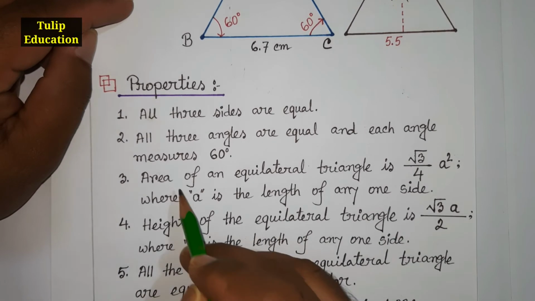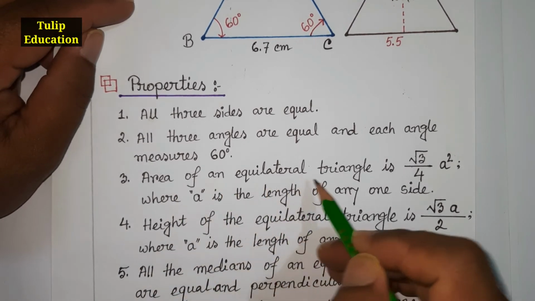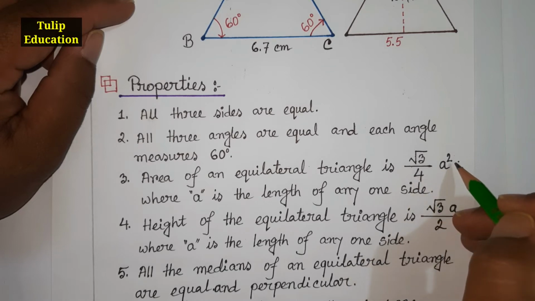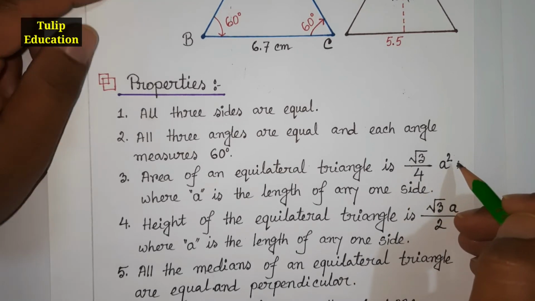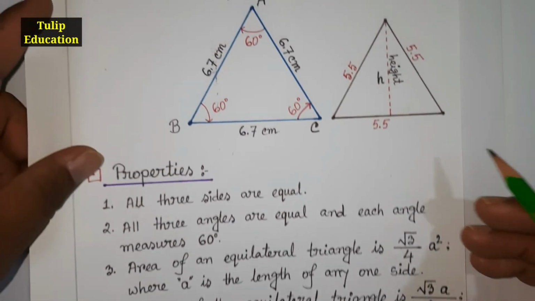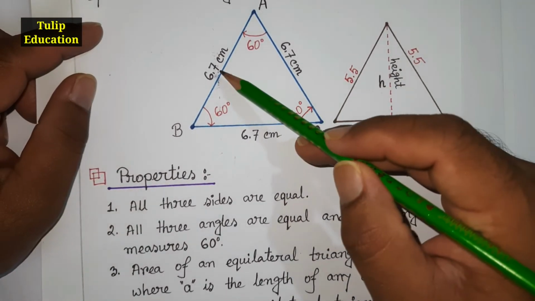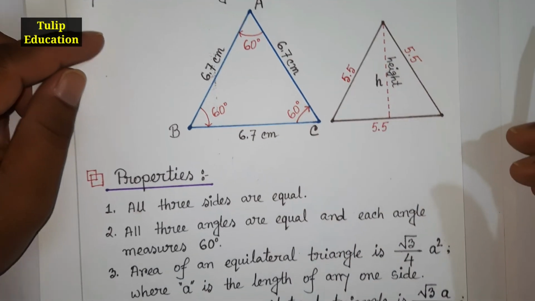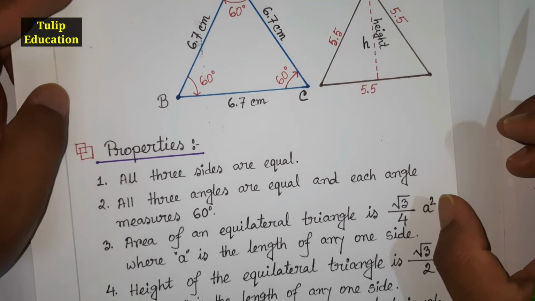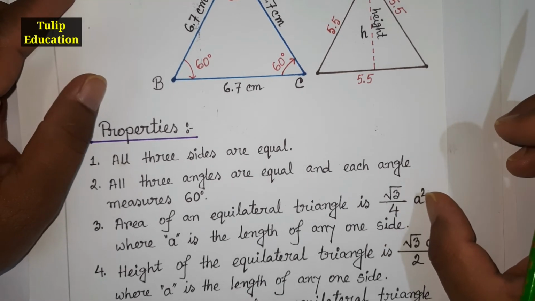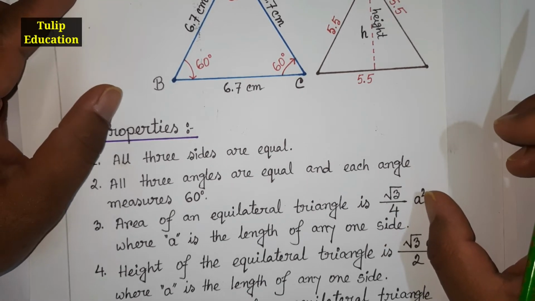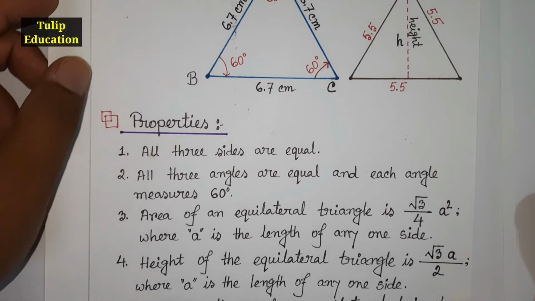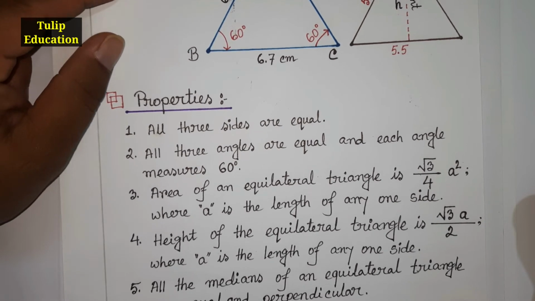Number three, the area of an equilateral triangle is √3 divided by 4 a square, where a is the length of any one side. Just like if we consider this side, the value of a will be 6.7 centimeter. So this formula will help us to find out the area of an equilateral triangle, and in our very next tutorial we will solve this type of problem.